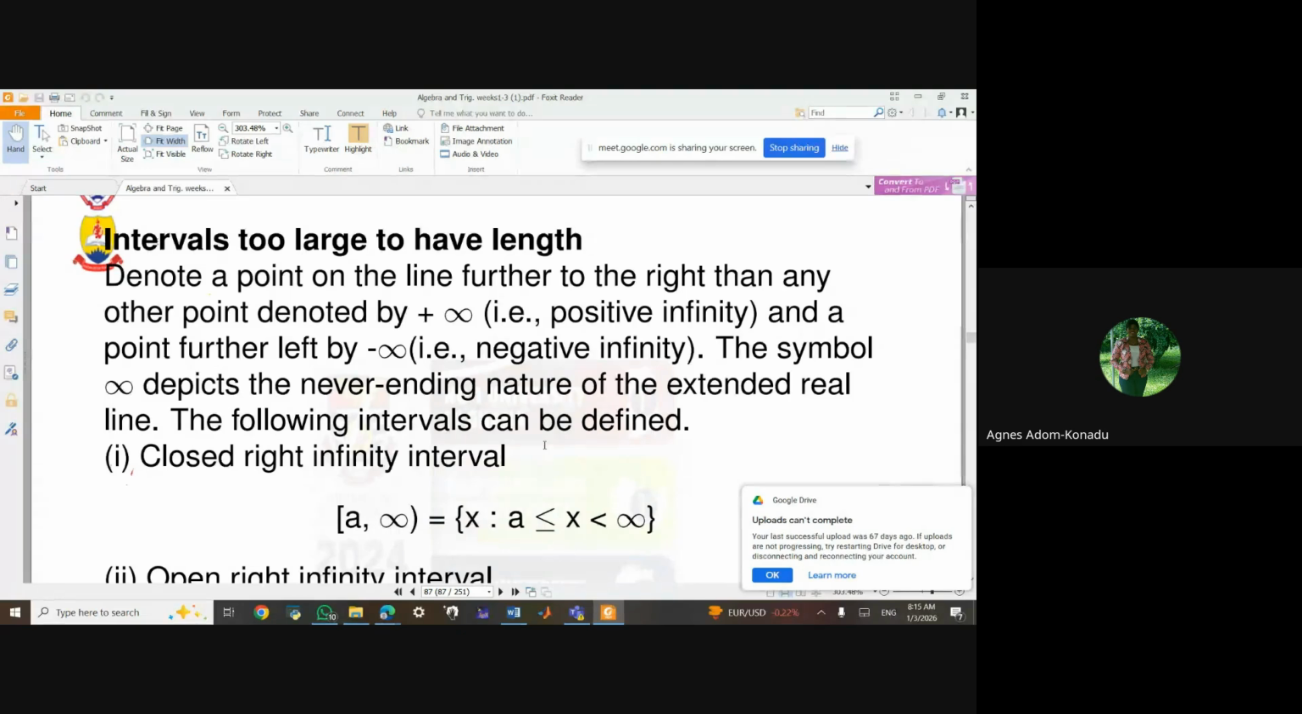Okay, so the next one, I want to look at intervals too large to have length. Some intervals are too large. So some intervals are too large to have length. So denote a point on the number line further to the right than any other point by this symbol. We call it infinity.